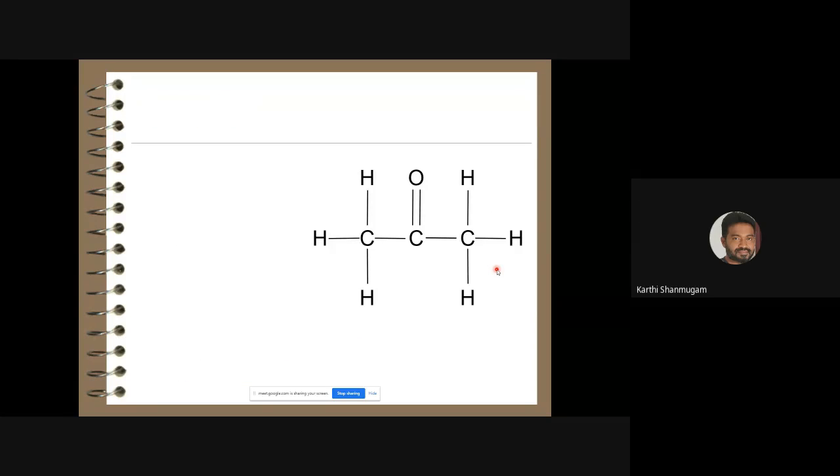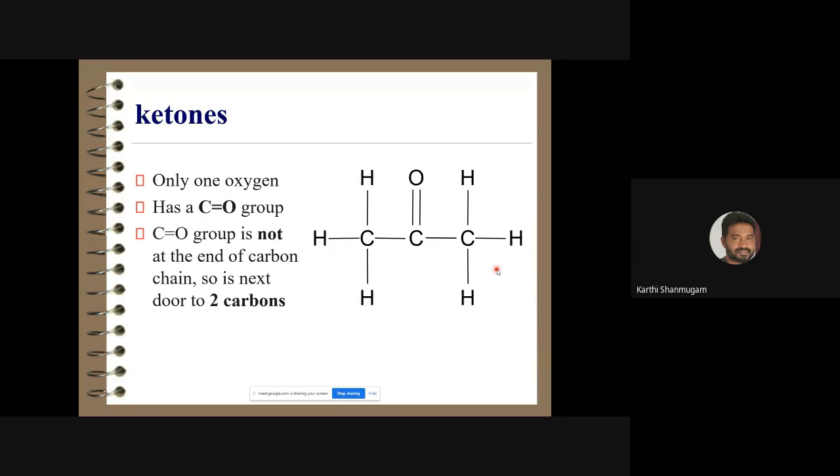So any idea what this functional group is? Ketone. What is the general formula for ketone? RC double bond OR. You are right. So in the general structure, here also you'll have only one oxygen. The oxygen is directly connected to the carbon atom.